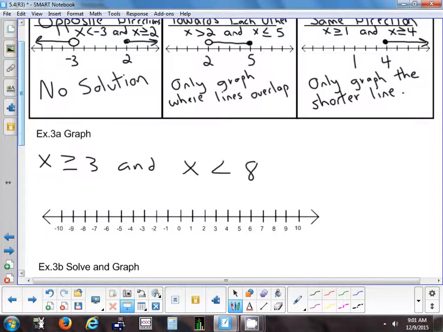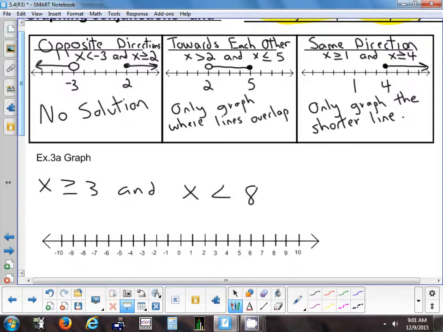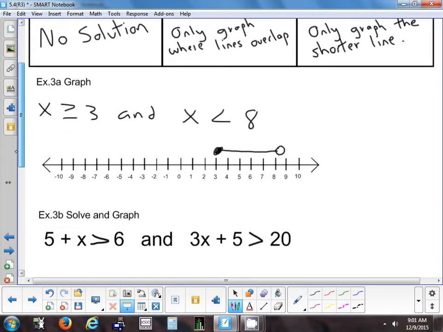Towards each other. Okay. So in that case, we're only going to graph what's in between. It's like we're going to connect the two dots. So we have to graph numbers greater than or equal to positive 3, but we also have to be less than 8. Okay, so that's your graph. This covers all numbers that are greater than or equal to 3, but also less than 8. So any question on 3a? And we're in good shape there because the smaller number is on the left-hand inequality.